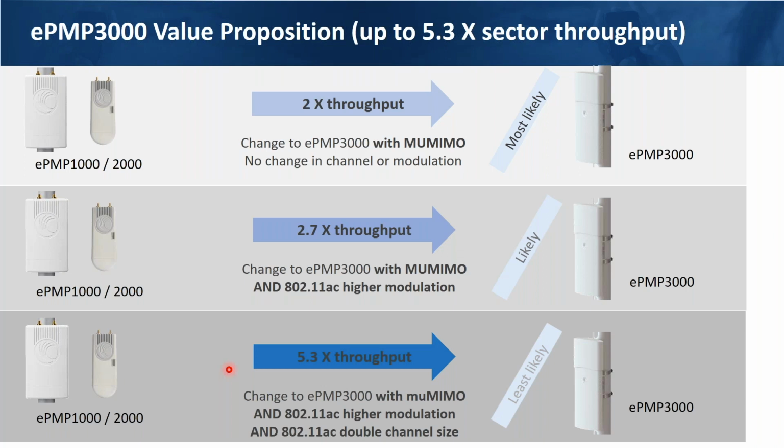And if you still remember the introductory slide of the evolution, I mentioned that the maximum capacity for ePMP 1000 and 2000 was 200 megabits per second, whereas ePMP 3000 is able to give you up to 1 gig. So you can see that if you do this simple math, that is 5 times your throughput.